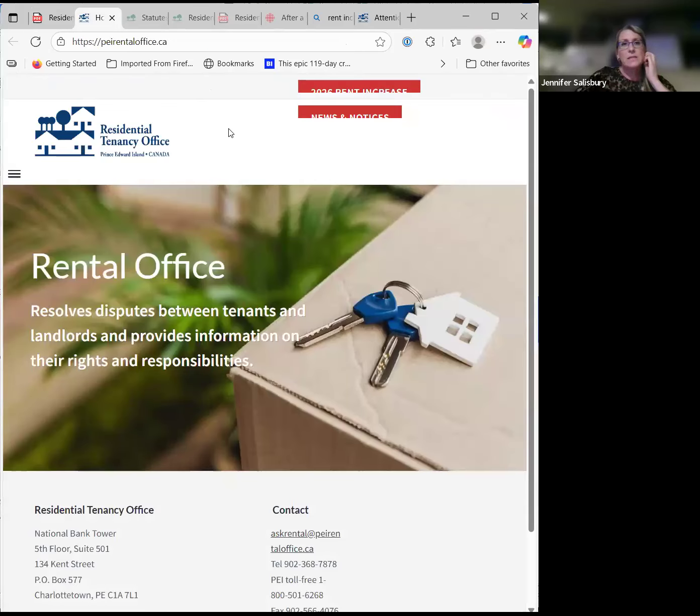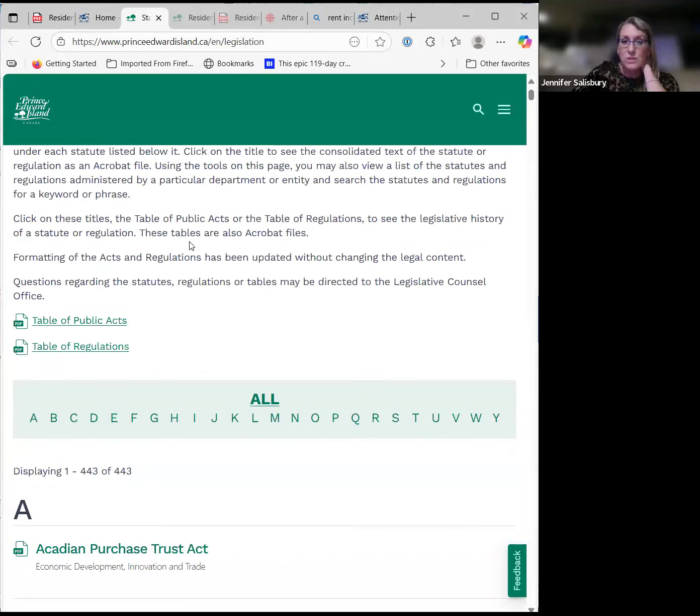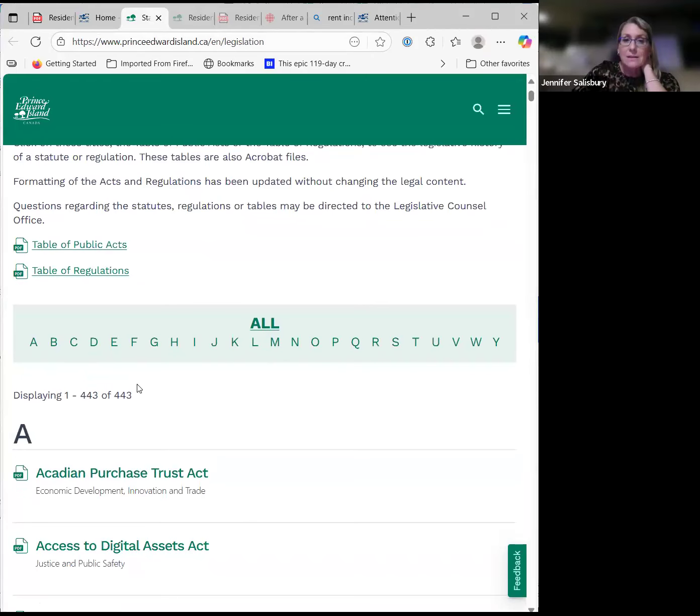The next one is peirentaloffice.ca. This talks about news and notices. This one is princeedwardisland.ca, so statutes and regulations. I actually threw this one in because it was so interesting. Every single act that is part of PEI, 443 of them, are in here. So there's all kinds of interesting stuff in here.